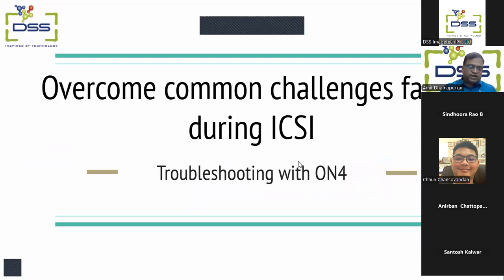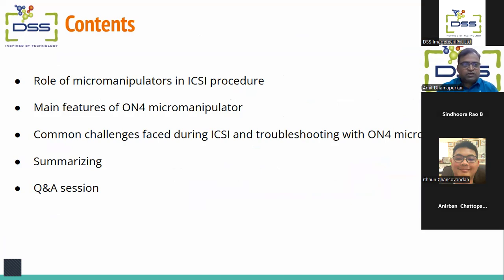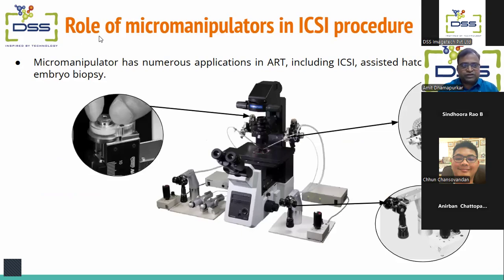So today, friends, the topic for today's presentation is to overcome the common challenges faced during ICSI and troubleshooting with the ON4 system. The contents of the presentation are: the role of micromanipulators in the ICSI procedure, main features of ON4 micromanipulation, common challenges faced during ICSI and troubleshooting with the ON4 micromanipulation system, a summary, and then question and answer. So first is the role of the micromanipulator in the ICSI procedure.